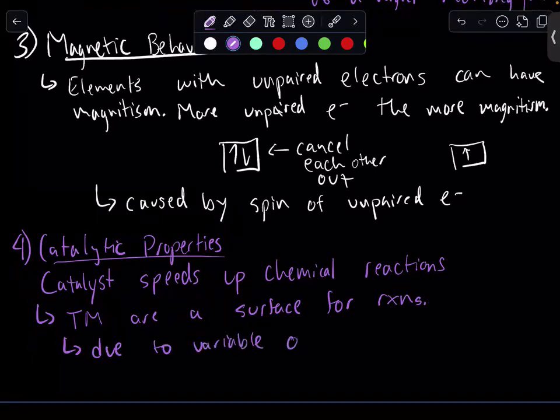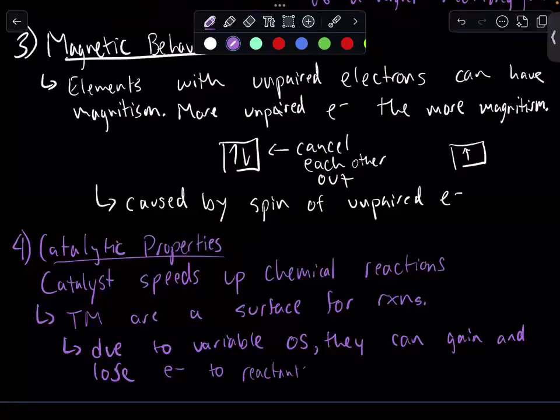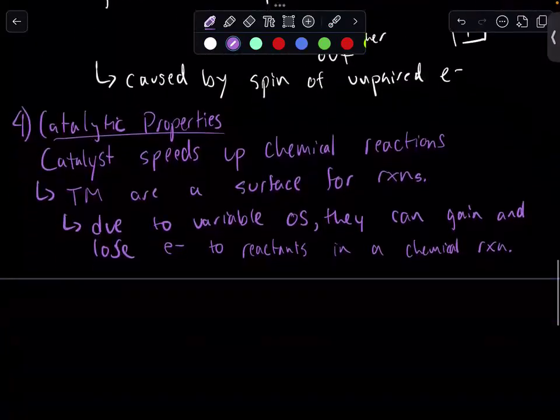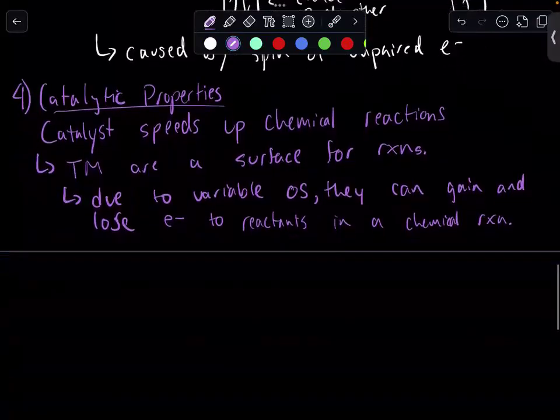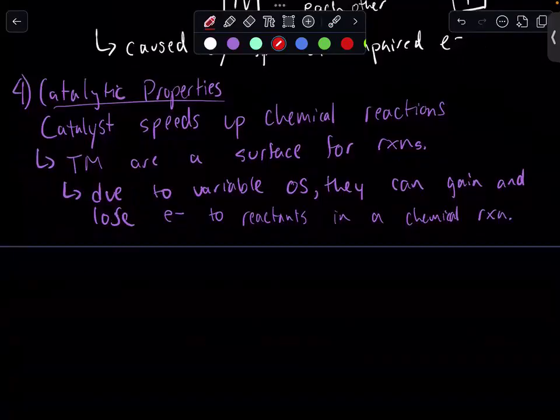of course, it's the same thing, they can gain and lose electrons to reactants in a chemical reaction. They can be like a holding place for electrons during a reaction, providing an easier pathway for two reactants to react. A great example of this is that in your blood and hemoglobin and heme, you have iron.